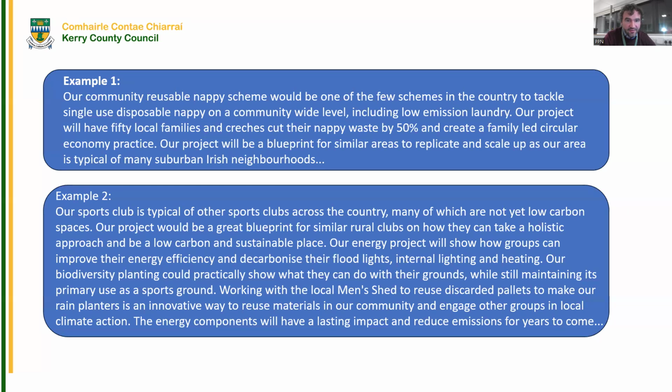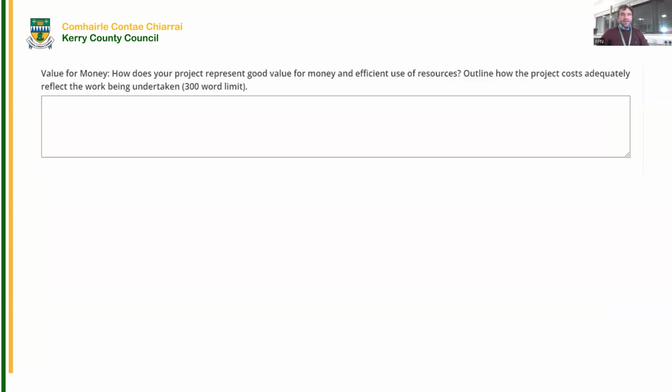Working with the men's shed, we're going to use discarded pallets to make our rainwater planters, and it's an innovative way to reuse material in our community and engage with other groups in our local climate action. The energy components will have a lasting impact and reduce emissions for years to come. Perfect. So there are just two simple answers to that question.